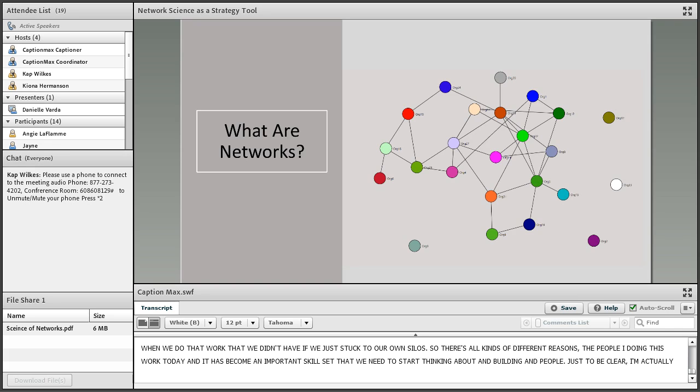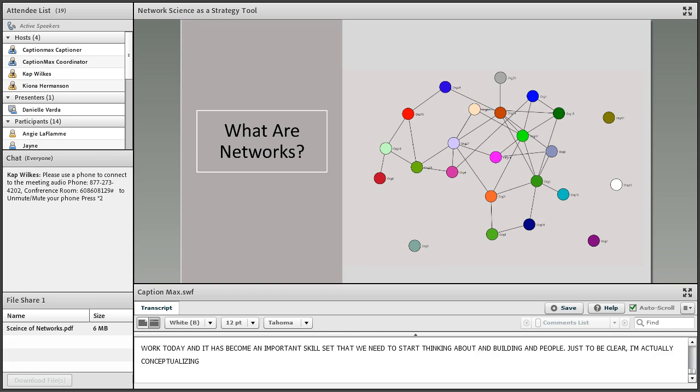Just to be really clear, when I'm talking about networks, I'm actually conceptualizing them as nodes and lines. And so networks can be anything. Some people refer to them as collective impact or coalitions or collaboration, partnerships. There's all kinds of ways that we refer to this. And just to make it easy, I'm kind of calling all of these things networks.